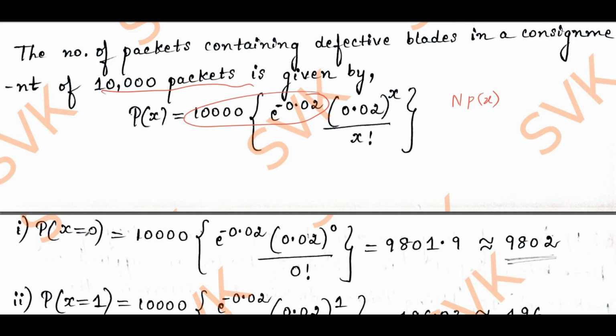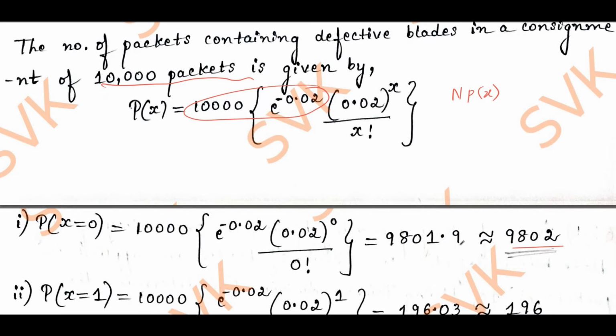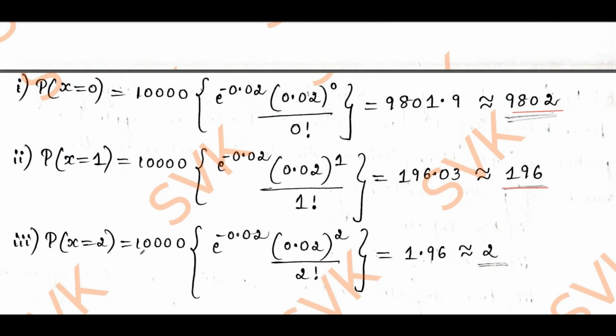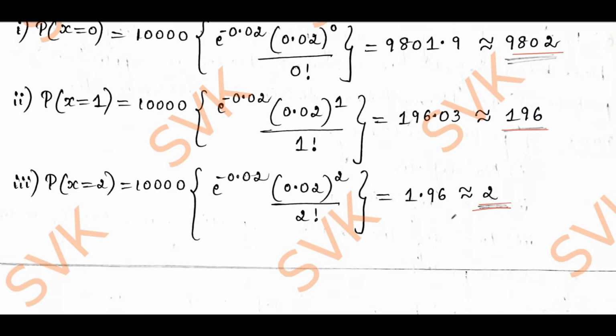First going with no defective, put x equal to 0. Substituting x equal to 0, we get the value as approximately 9,802. By putting x equal to 1, we get approximately 996. By putting x equal to 2, we get approximately 2 packets. This is how to solve the problem of Poisson distribution.